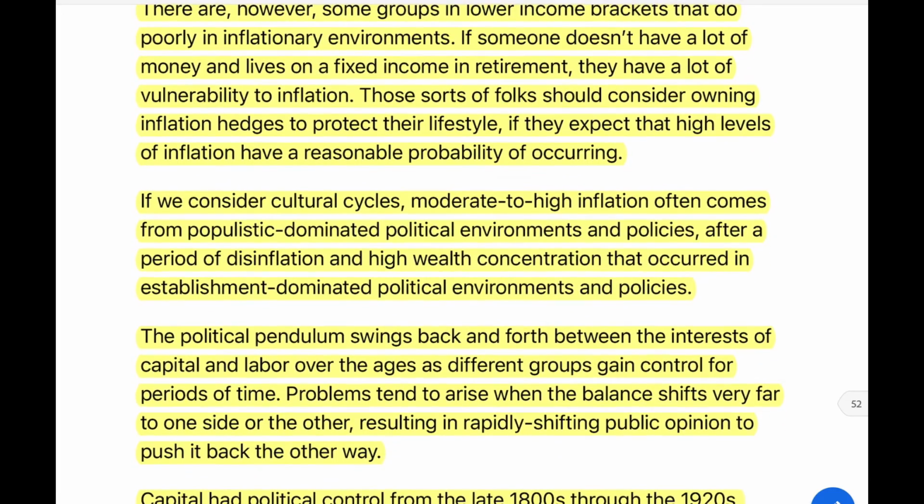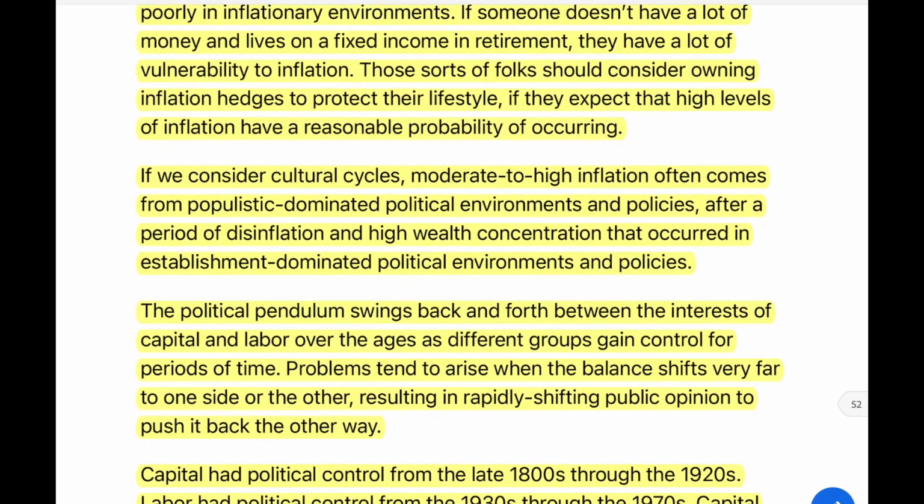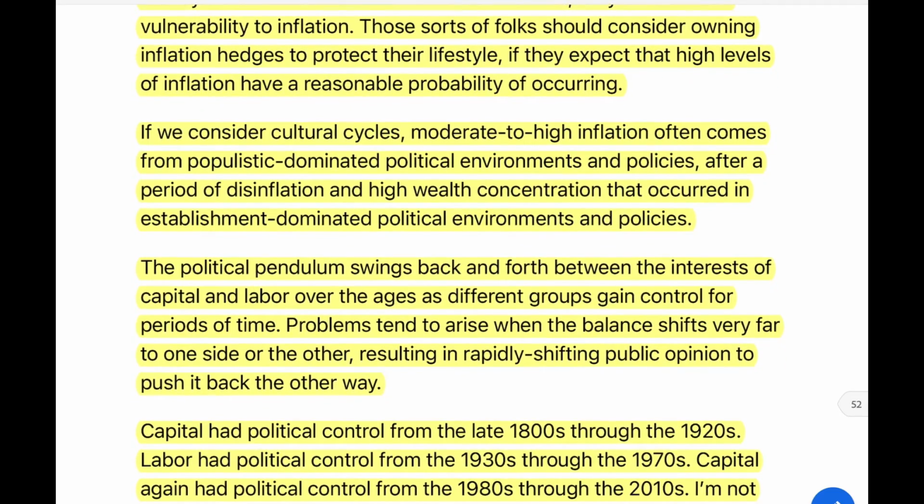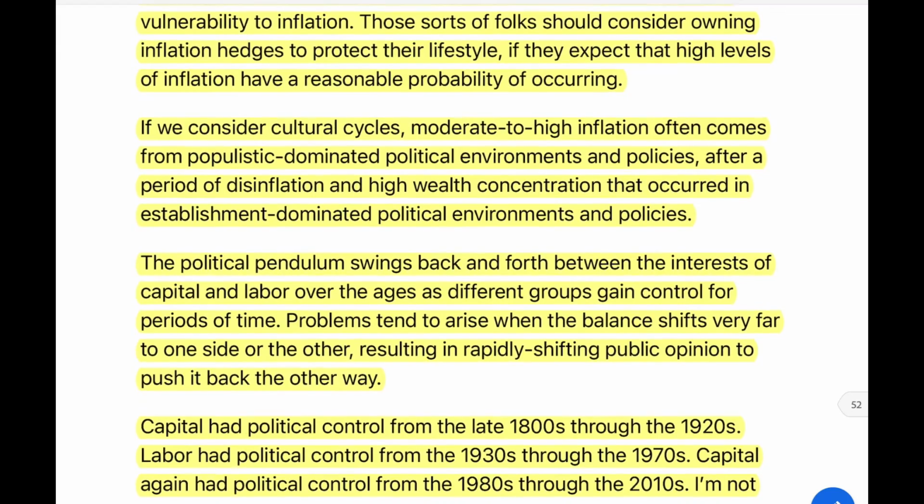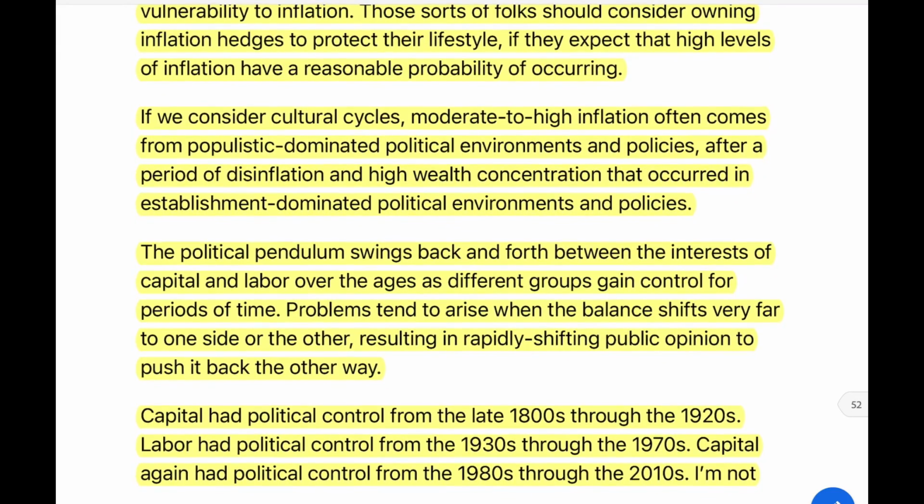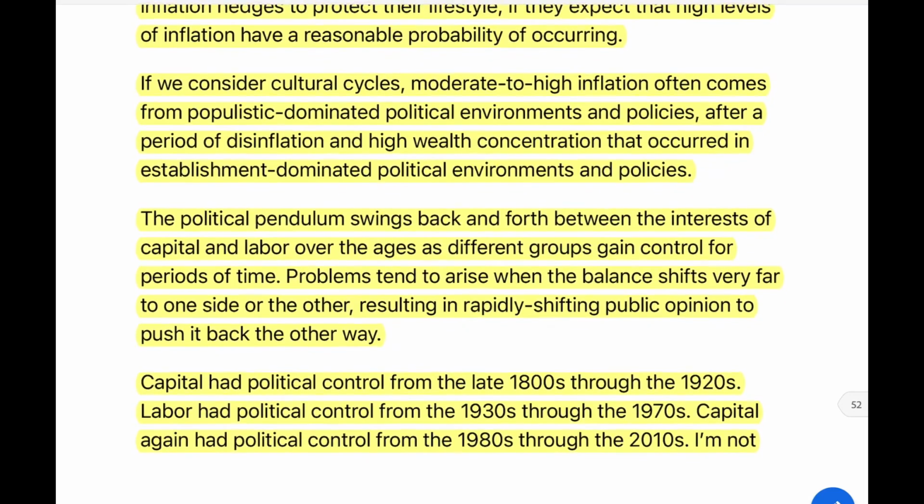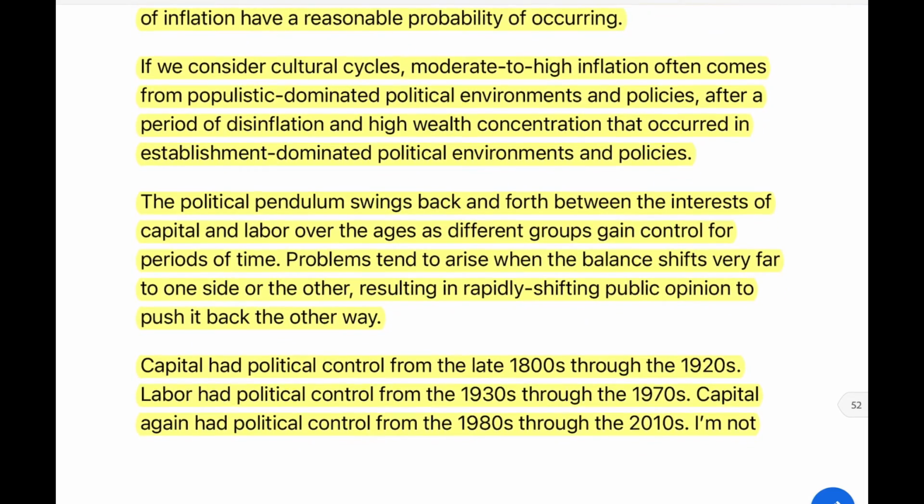If someone doesn't have a lot of money and lives on a fixed income in retirement, they have a lot of vulnerability to inflation. Those sorts of folks should consider owning inflation hedges to protect their lifestyle if they expect that high levels of inflation have a reasonable probability of occurring.